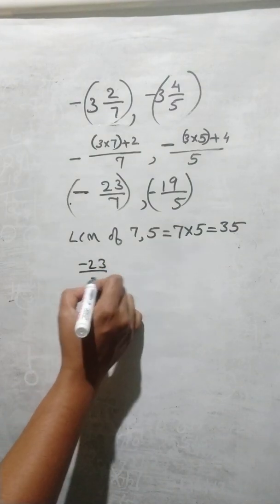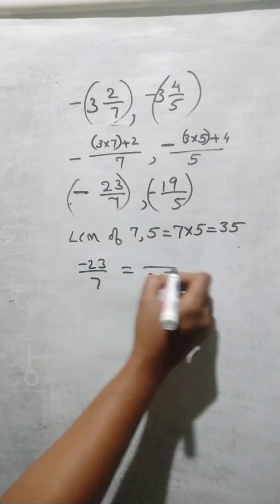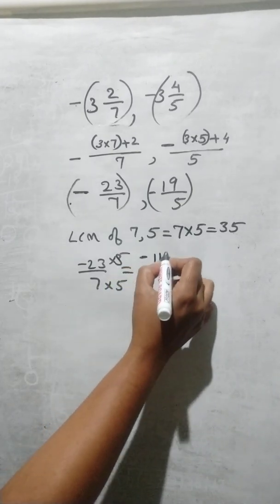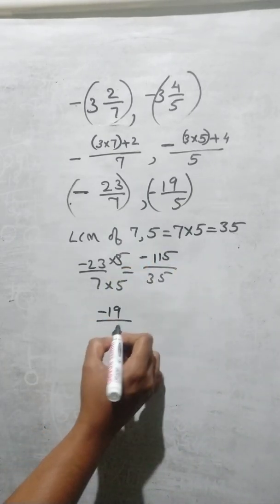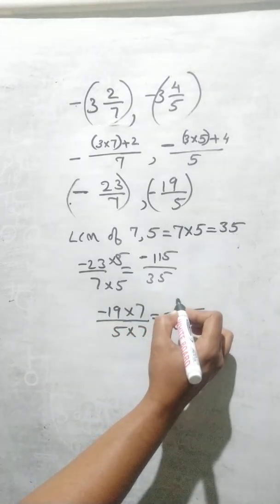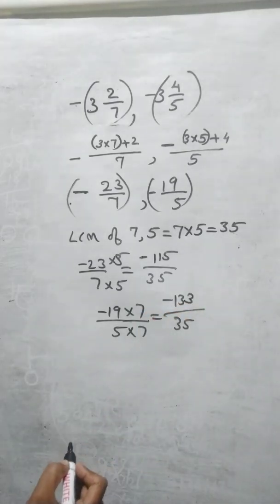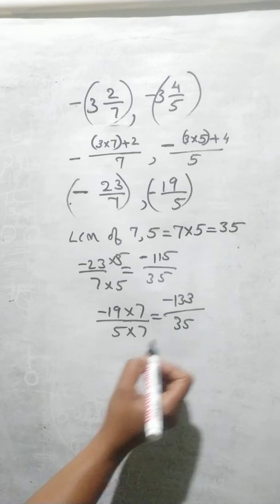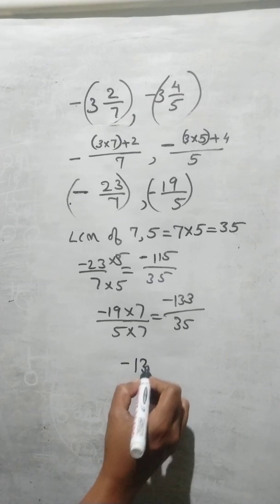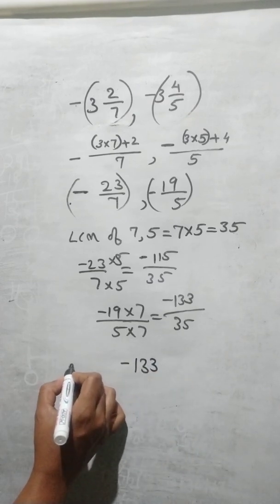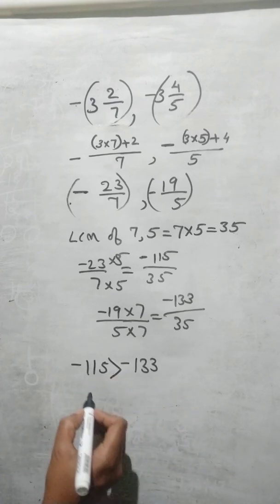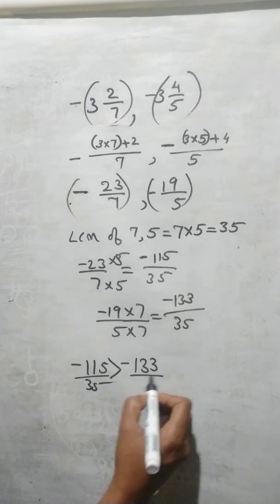negative 23 on 7, 35 times 5. Here also 5. Then negative 115, and negative 19 on 5 times 7. Okay. Then negative 133 on 35. Anyway, both denominators are same. Next our step is which is the greatest one. So here negative 133 and negative 115. So we can say negative 115 is greater than negative 133 on 35 on 35.